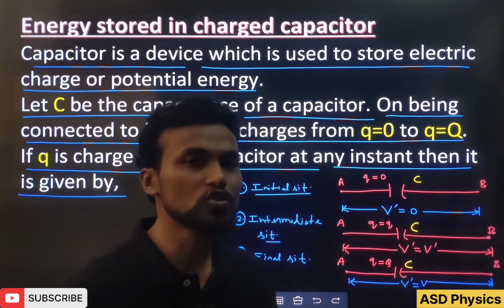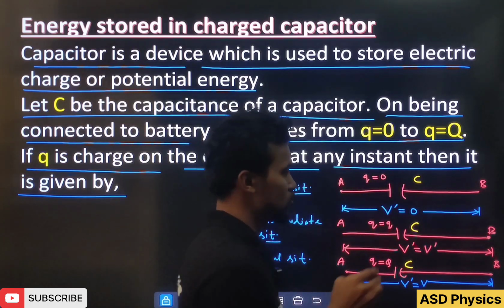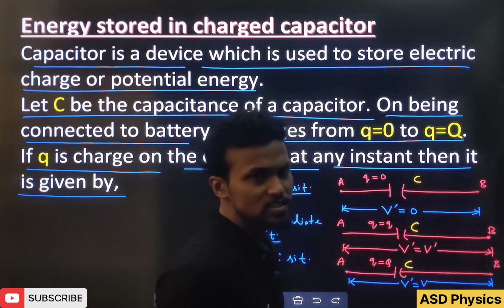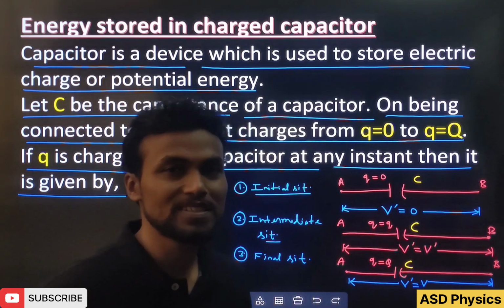And I think you know the basics very well. Here on this plate charge 0, this plate also charge 0. Here if charge plus Q, this side charge minus Q. Now I hope you know these basics very well.